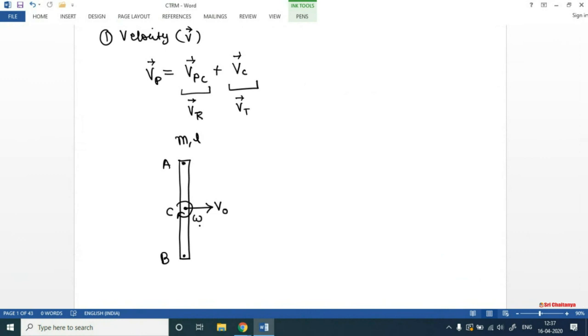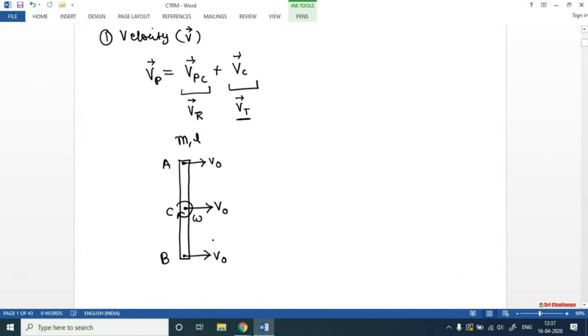For the translational form, the velocity of any point on the rigid body due to the translation of this rod is going to be the same. Every point will have the translational velocity v naught, which is equal to the velocity of the center of mass.